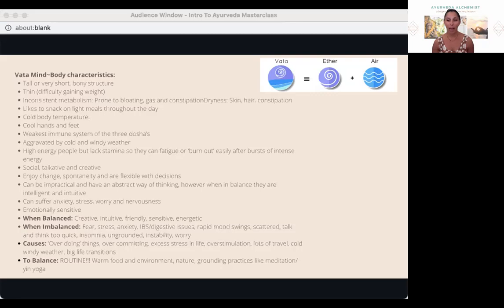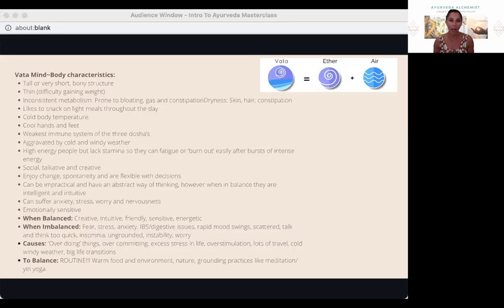However, when they're out of balance, they can suffer from a lot of anxiety, a lot of stress, a lot of worry and nervousness because remember, Vata really governs that central nervous system. So when in balance, they're creative, they're intuitive, they're friendly, they're sensitive, they're energetic. When it comes to the body, when they're imbalanced within their body, they can often have IBS, the digestive issues, rapid mood swings, scattered thinking and talking. They can think and talk too quick.